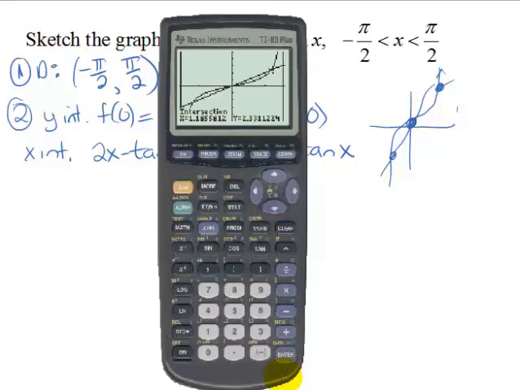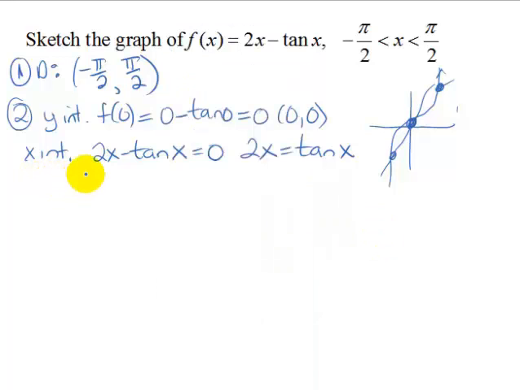It looks like we get about 1.1, we'll round to 2 decimal places, so about 1.17. Now there's going to be a negative one down here as well, so I'm going to have x-intercepts at plus or minus 1.17, and then of course also at 0, where my y-intercept was 0.